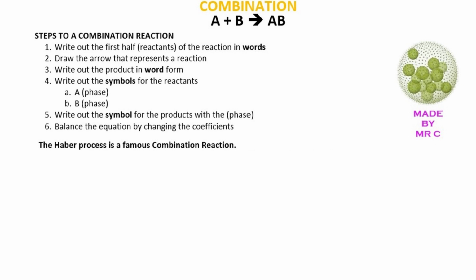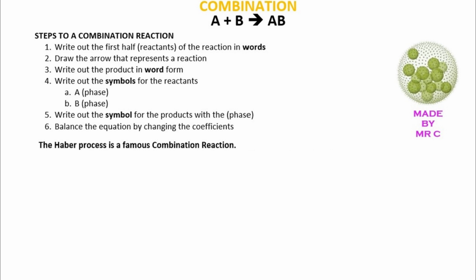For the chemical equation, write out the symbols for the reactants. Don't forget to include the phase, which means are they solid, liquid, or gas. Then draw an arrow to represent the reaction, and then write out the symbol for the product. Don't forget to include the phase, solid, liquid, or gas. Then balance the equation by changing the coefficients.